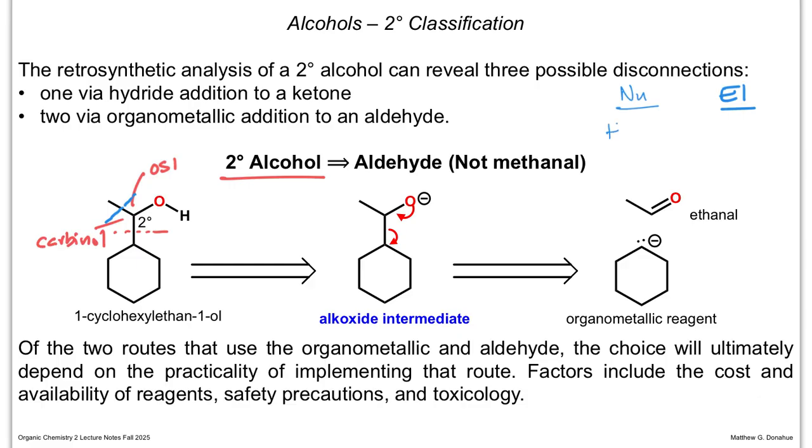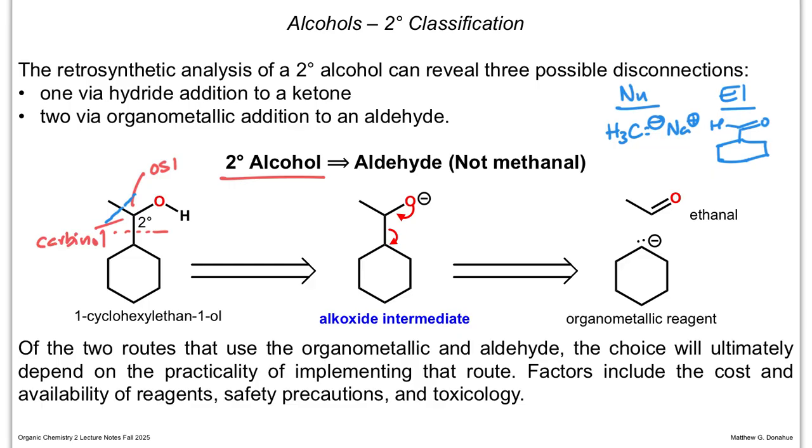The nucleophile now would be one carbon atom. And the electrophile would then be this aldehyde. So now that ring is already in place. That's the electrophilic carbon. Now what I need to do is add one methyl group to get to my target. So that's 2 ways of making this alcohol.